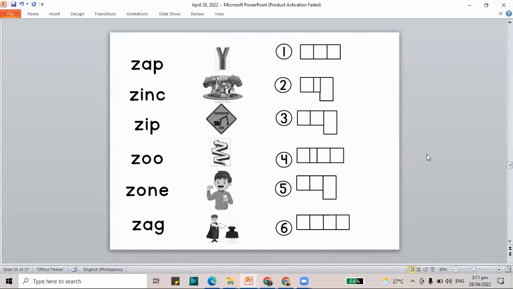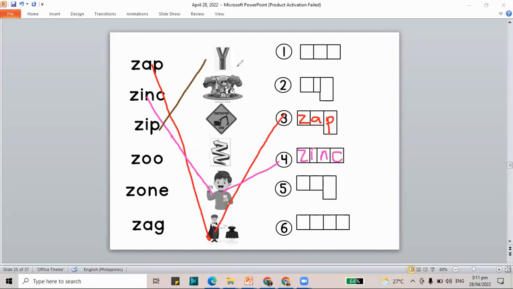Remember, we are going to match our words. Write them in the correct box. First one is zap. Zap fits in the number 3. Z, A, letter P. This is zap. Next, this is zinc. Zinc fits in number 4. Z-I-N-C, zinc. This is zip. Zip fits into Z-I-P, zip.